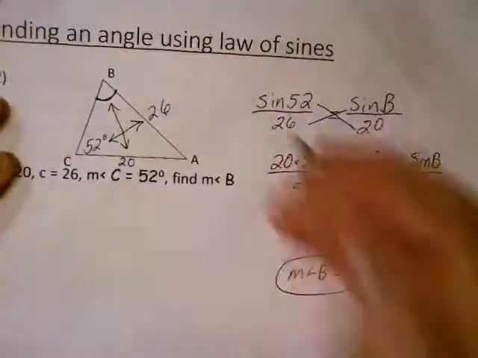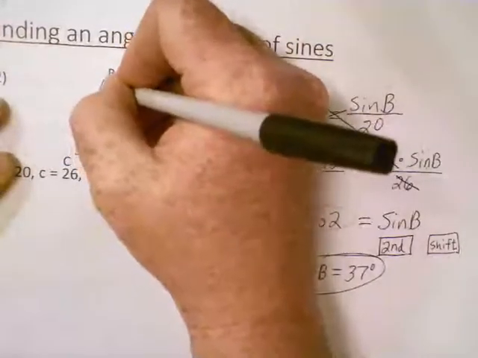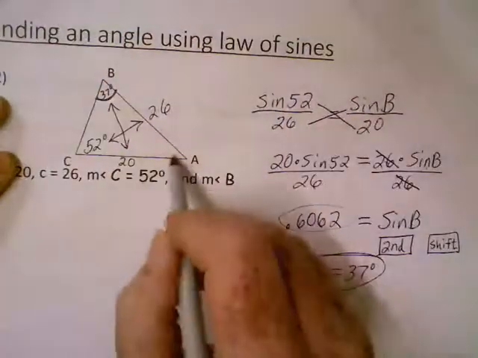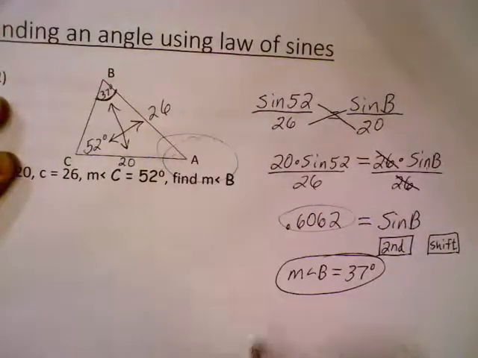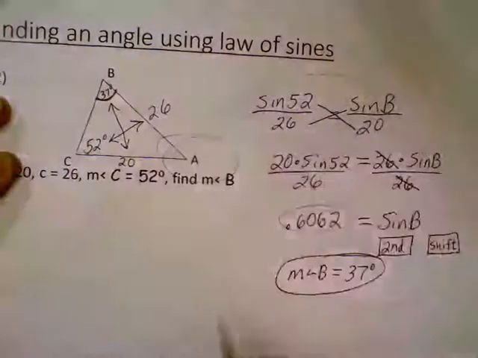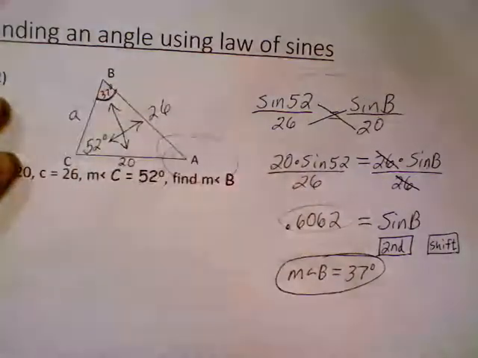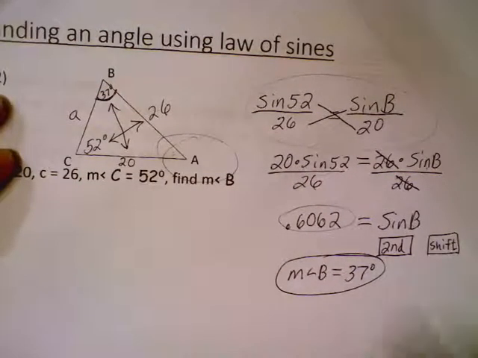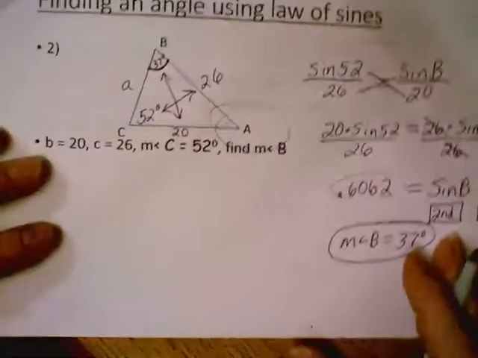So if we look back here, angle B right here is 37 degrees. We could then add those two up and find angle A if we wanted to. Then we could set up another proportion and find little a over here if we needed to. But for this, that's all we were looking for.